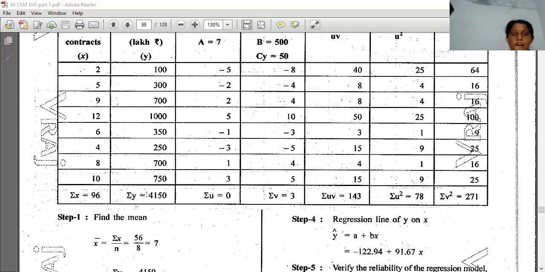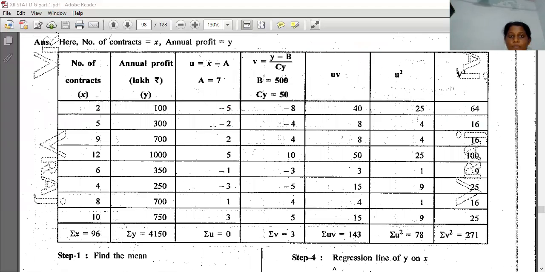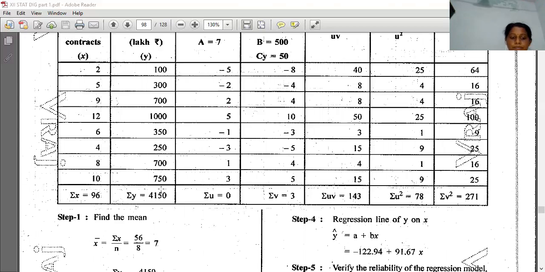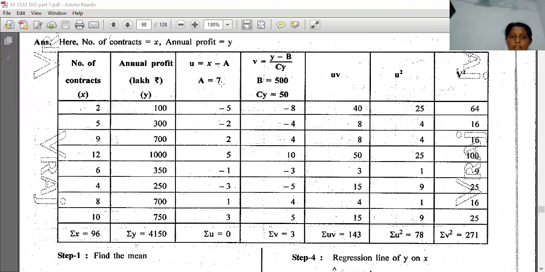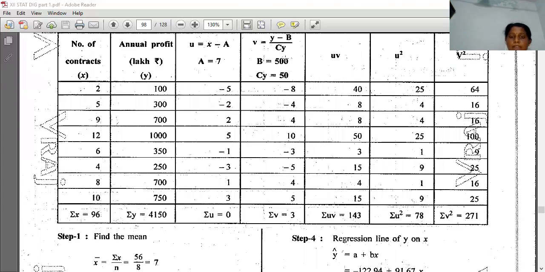Rest all the same. So here x bar comes to 56 upon 8, that is 7, and y bar comes to 4150 upon 8, that is 518.75. So here we have taken the u and v method, because in the x column all the digits are less than 20, and in the y column all the digits are more than 100. So we will go for the uv method. So here x bar is 7, so we will take the value of a as 7 only, and here the value is 518, so we will take 500 as a round figure and divide it by 50.